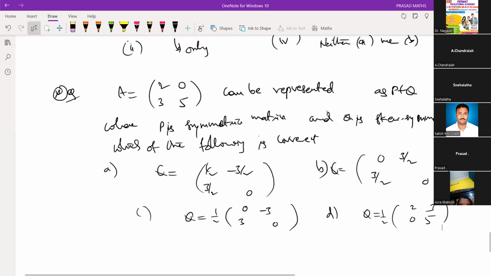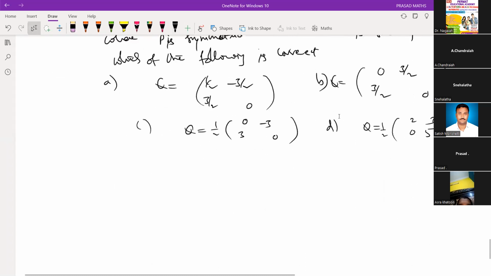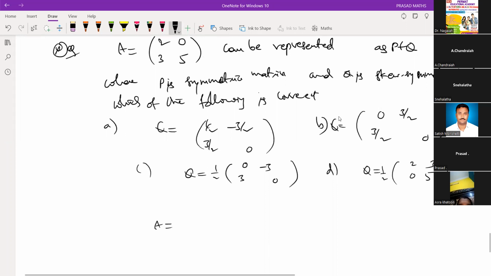C, sir. Yeah, I don't know, I'll check. Okay. So any square matrix can be represented as a sum of a symmetric matrix and a skew symmetric matrix. Yesterday I forgot to tell you this property. Any square matrix can be represented as a sum of a symmetric matrix and a skew symmetric matrix.